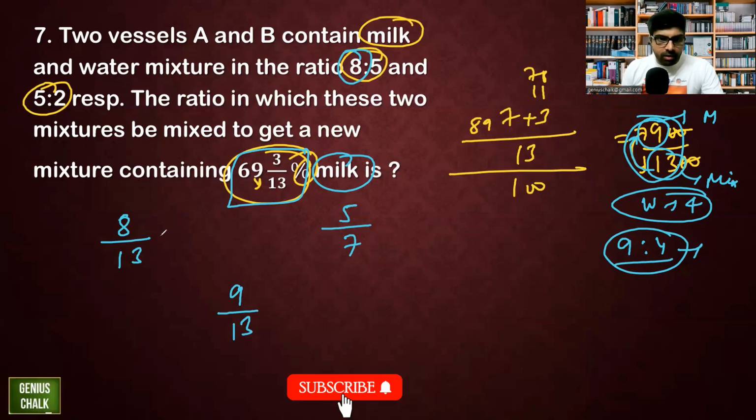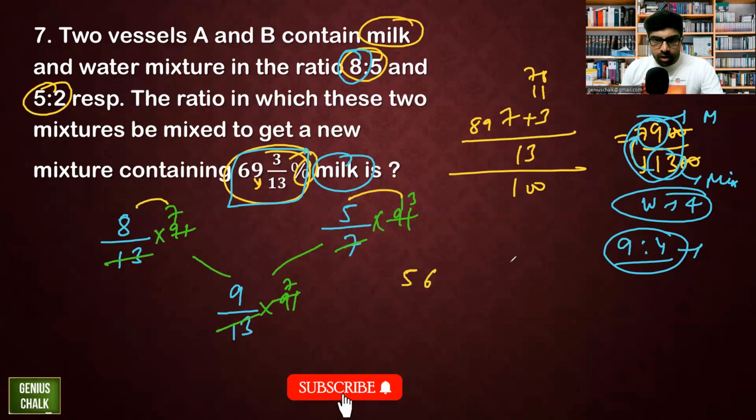So 13, 13, 7, the LCM has to be 91. Let's multiply this by 91. So 13 7s are 91, 7 13s are 91, 13 7s are 91. So just find out what we are getting. So this is 8 7s are 56, 13 5s are 65, and 9 7s are 63. This is the ratio.